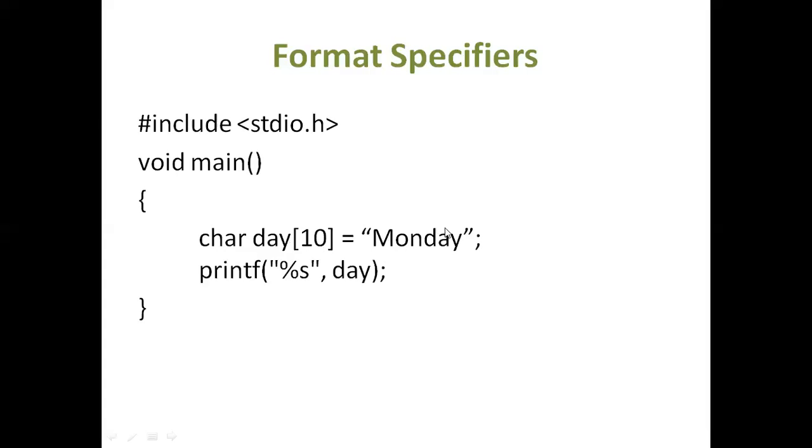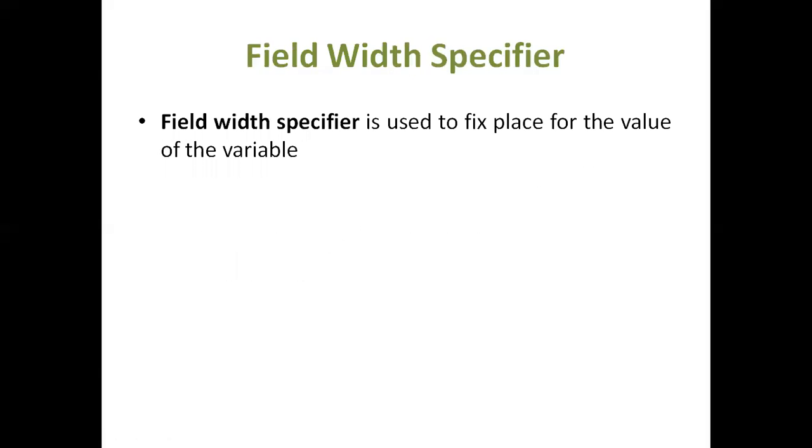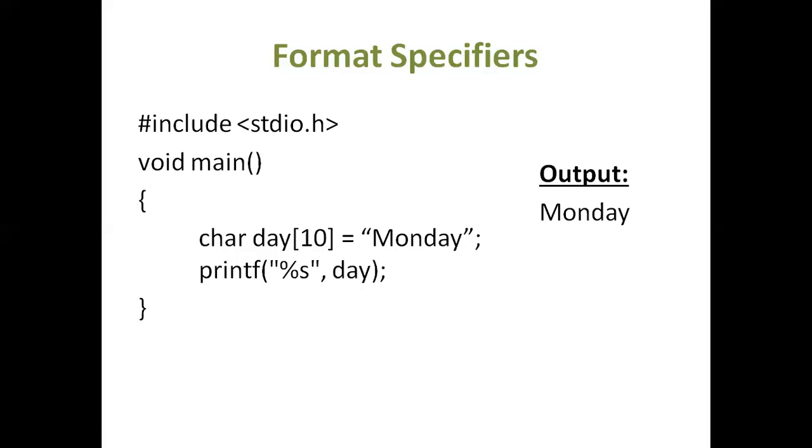And this is written in double quotations because whenever there is more than one character, it is called a string. And strings are always written in double quotes. And if we want to print the value of the string, then we have to use the %s. So the output will be that the value of day, which is a string, will be printed, and in the output you can see that Monday is printed. So this was our format specifiers.